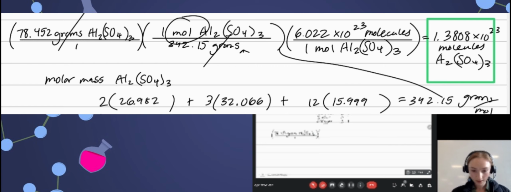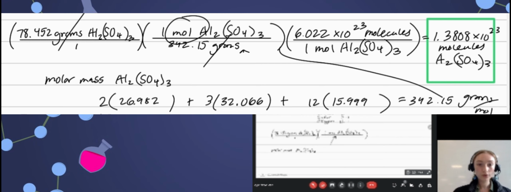So in 1 mole, I'm going to put that at the top because that's what we want. We need to figure out the molar mass. So the molar mass of this will go right here because grams of aluminum sulfate need to be canceled out with aluminum sulfate on the bottom here. So let's calculate the molar mass of aluminum sulfate.